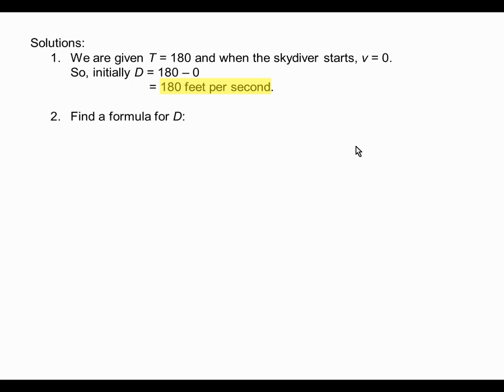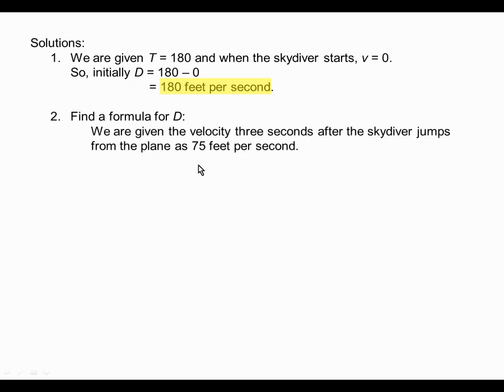Question 2, we want to find a formula for d. We've already got the thing that's going to multiply the exponential part. We just have to find the base of the exponential. We're given that the velocity 3 seconds after the skydiver jumps from the plane is 75 feet per second. Notice it's 3 seconds later, so our delta t is 3.